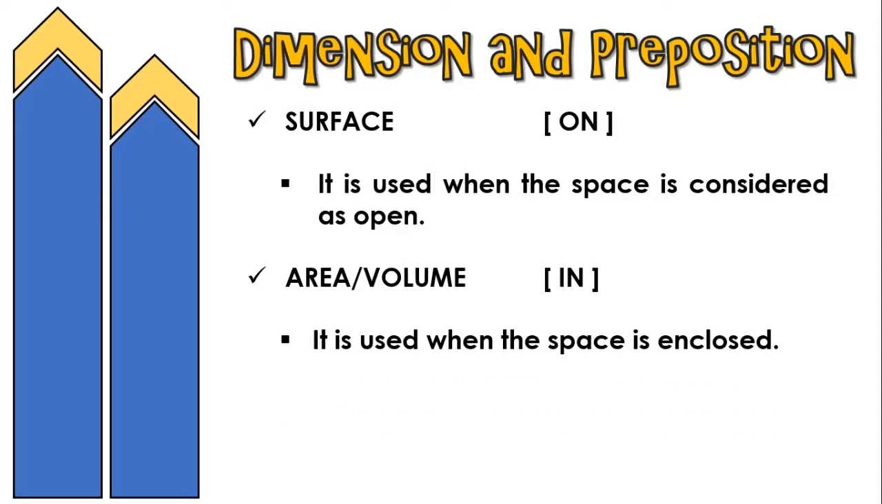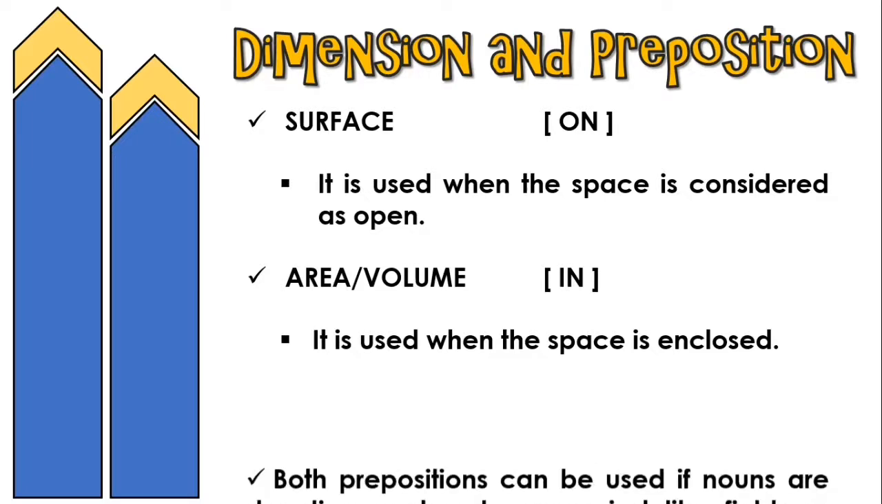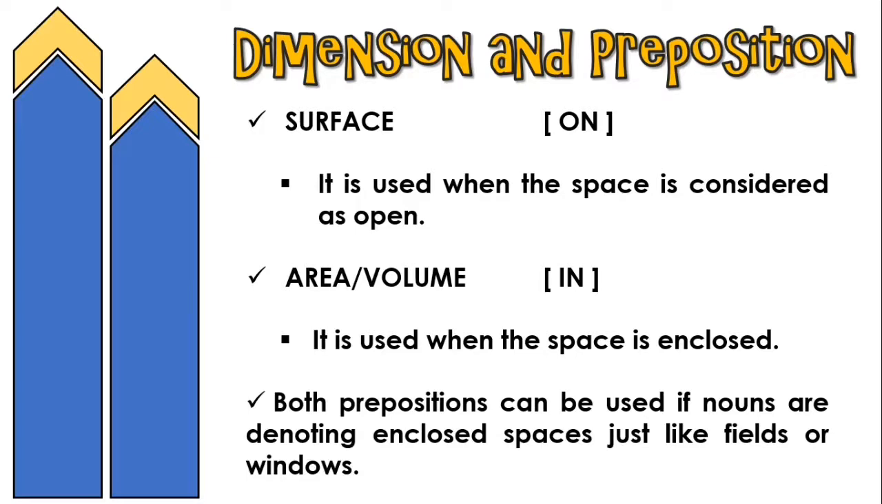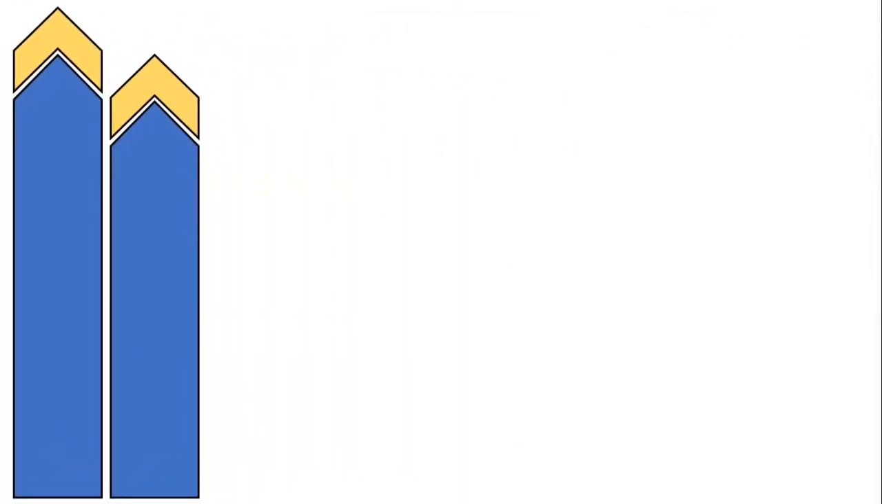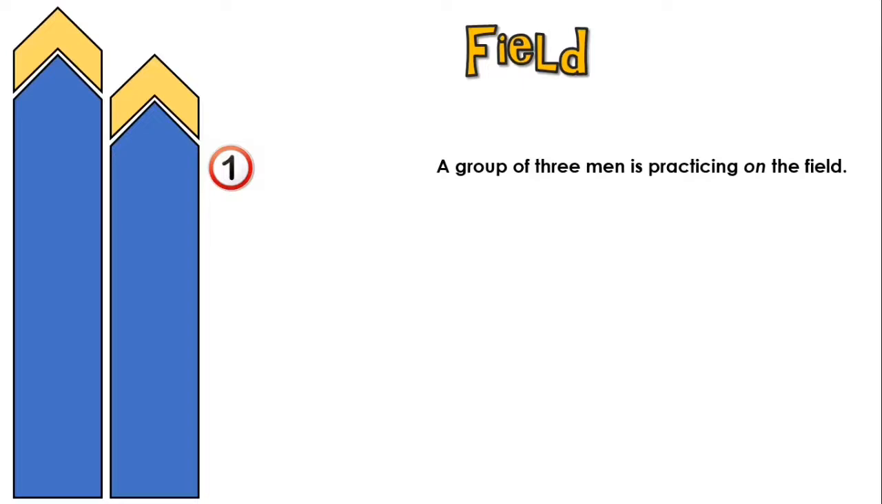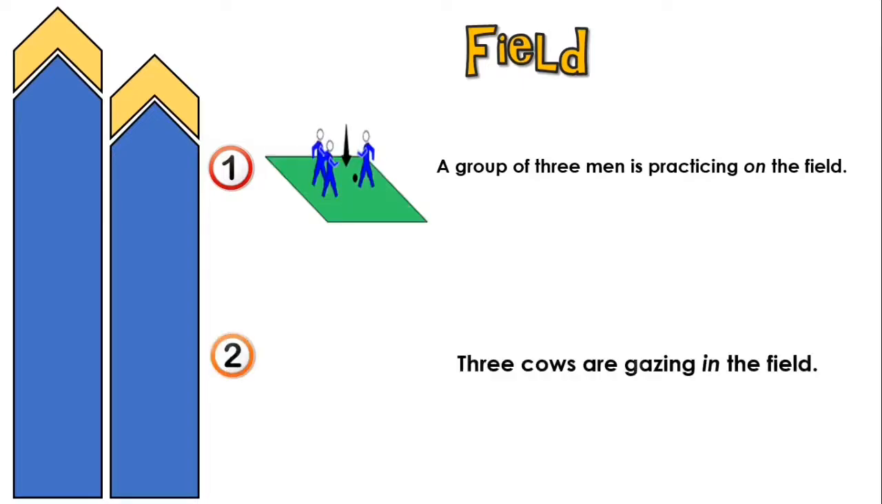But there are also cases wherein we can use both prepositions, but remember that when we use these prepositions, they have different meanings. For example, in the fields or windows. To understand it clearly, let's try to have these examples. For fields, a group of 3 men is practicing on the field. And the other example is 3 cows are grazing in the field.